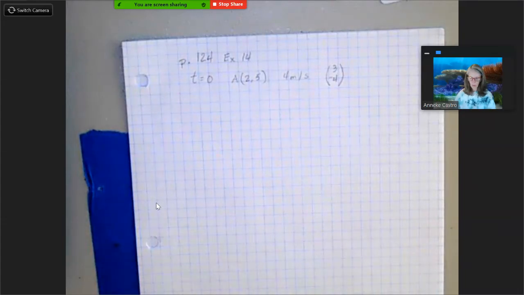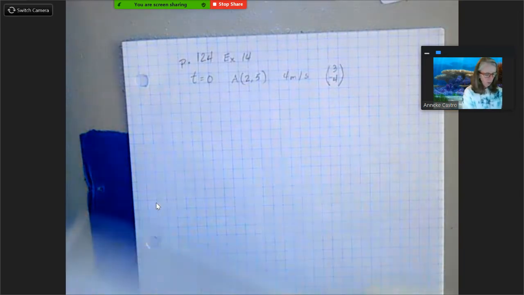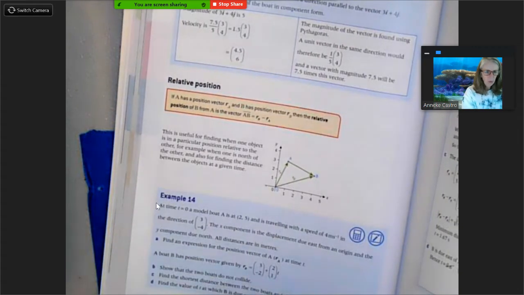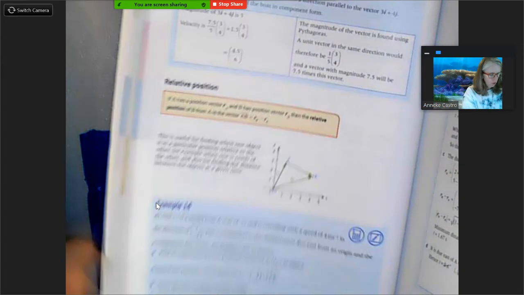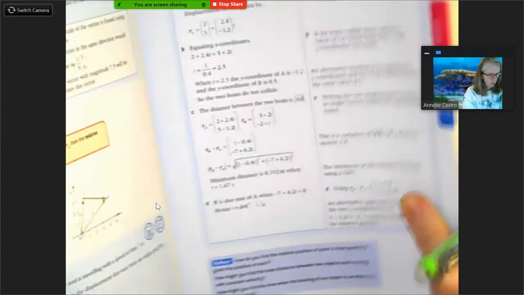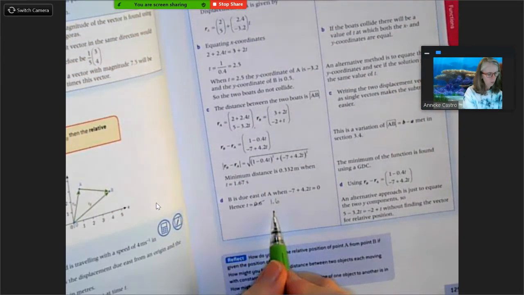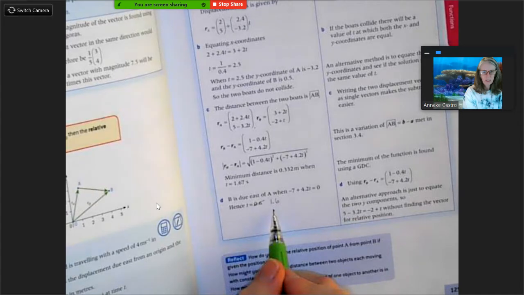Okay, Cappuccino, you have the option of listening to me or just looking at the example on page 124, example 14, and reading the example. But if you are choosing to read the example, I do want you to know that they have a wrong answer in here. So on letter D, T equals 1.6, not 0.6.